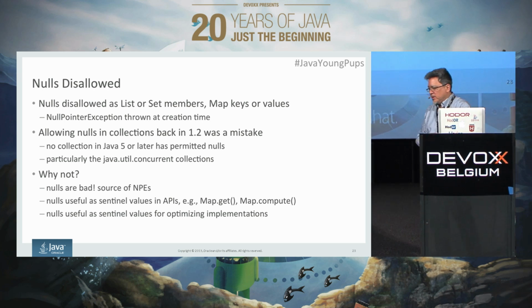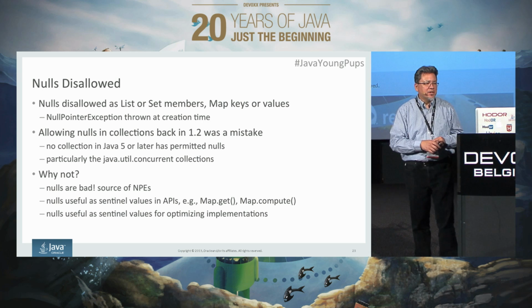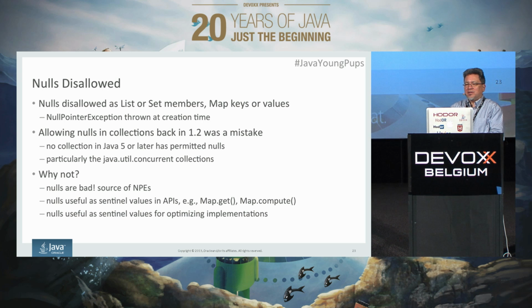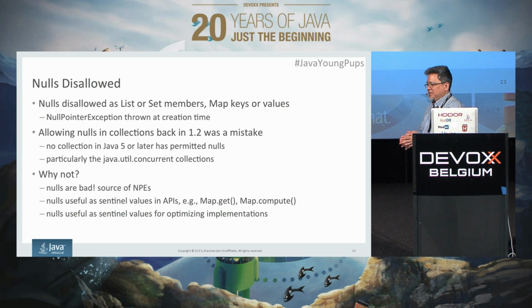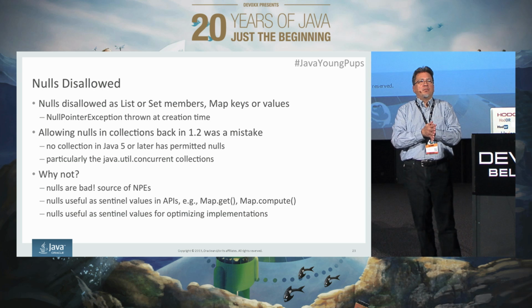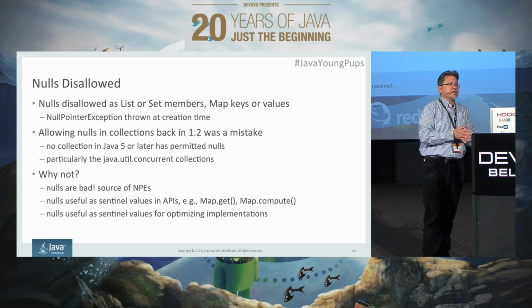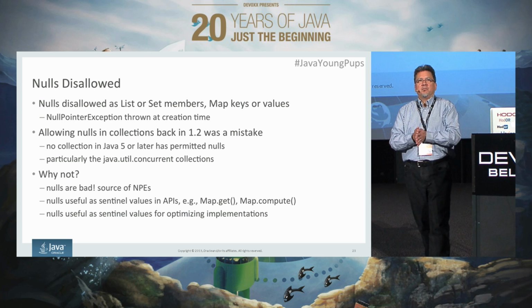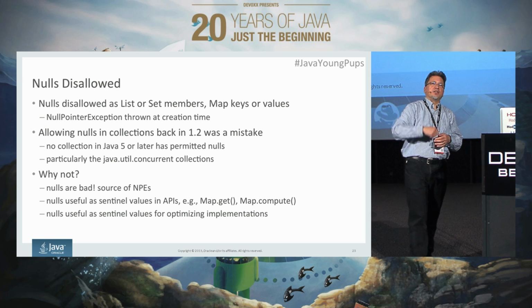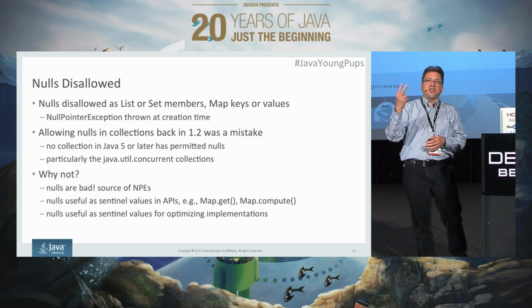So why are we doing this? Well, nulls are bad. How much more can you say about it? But there are actually some practical issues with it as well, because allowing nulls as members of collections really complicates your API. For instance, the issue that I think most people are familiar with is Map.get. Map.get can return null. Well, that can actually mean two things.